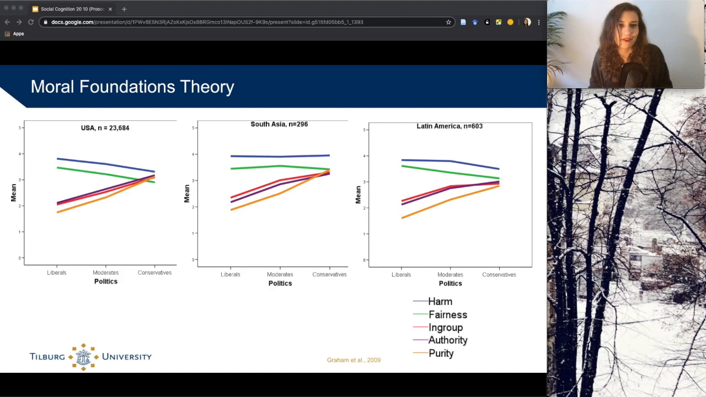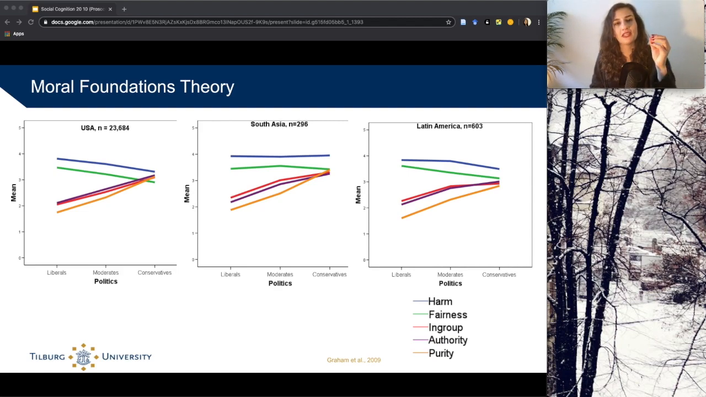And what is the pattern? The pattern is that political orientation seems to matter, right? What we see is that conservatives seem to evaluate all the 5 facets in a pretty similar way. They all seem relatively similar in their importance. But among liberals, we can see that there's a clear divide. There's kind of two groups in terms of the valuation of these 5 moral foundations.